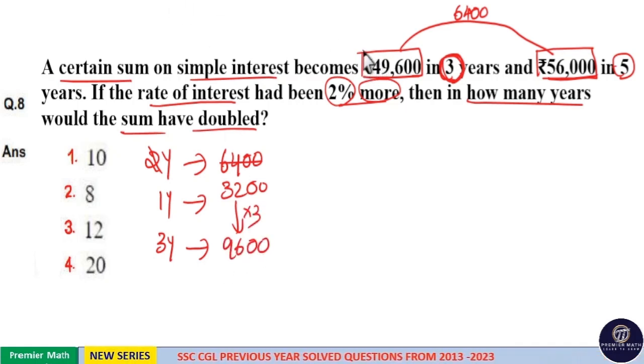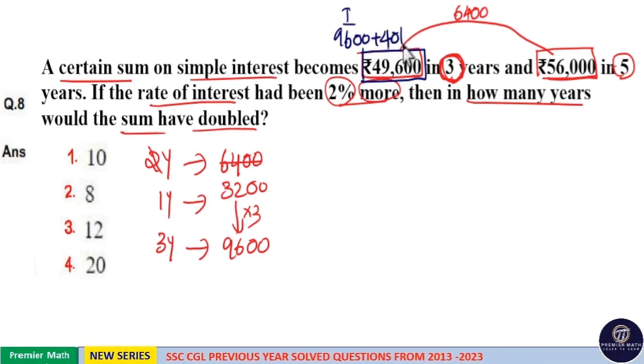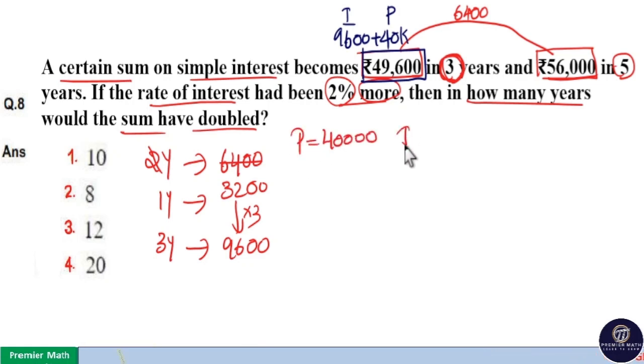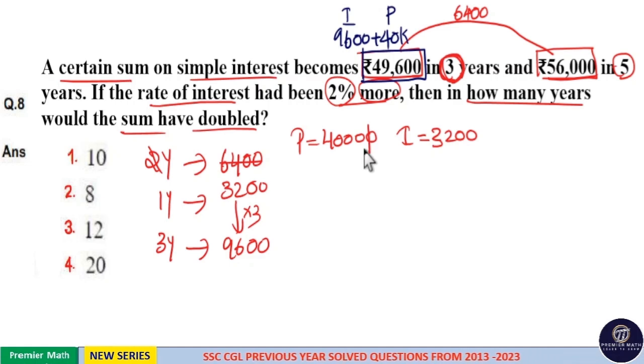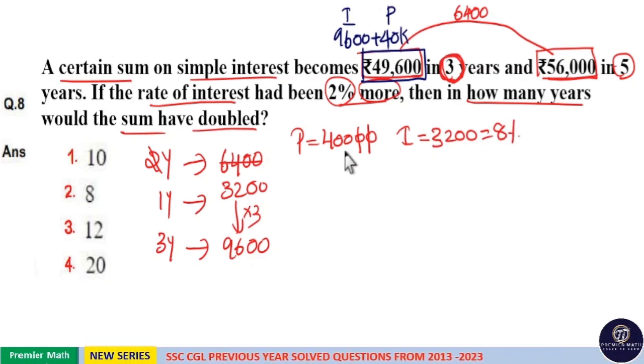And here you can see out of this 49,600, that is 3 years sum, 9,600 is the interest generated and the remaining 40,000 is the principal. That is, here principal is equal to 40,000 and interest for 1 year is equal to 3,200. Then here 10% of 40,000 is 4,000, 400 into 8 is equal to 3,200.